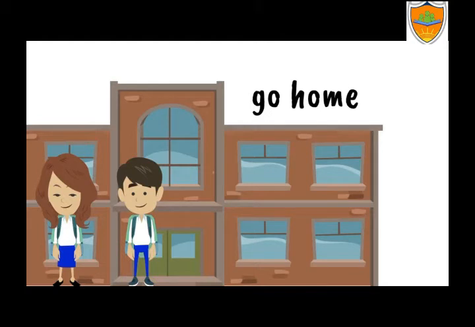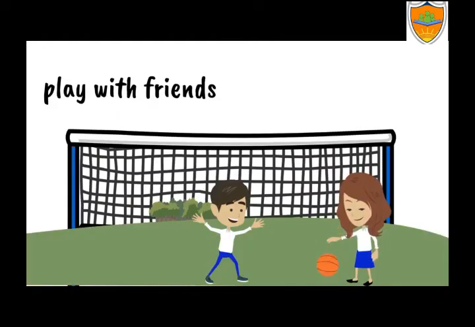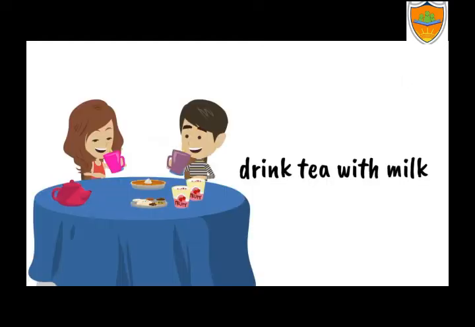Next, go home. After school, I go to my home. Play with friends. What they do, they play with friends. I play with my friends in the garden. Drink tea with milk. They drink tea with milk.